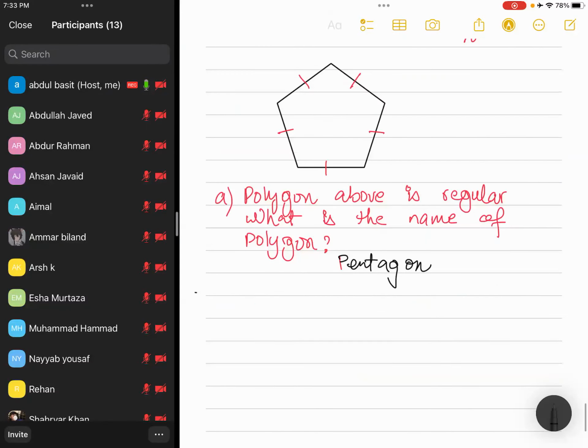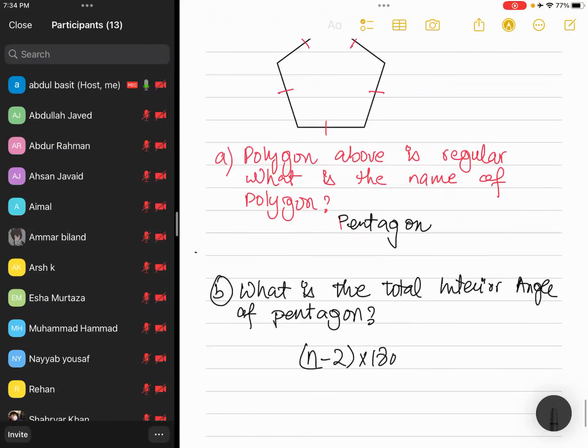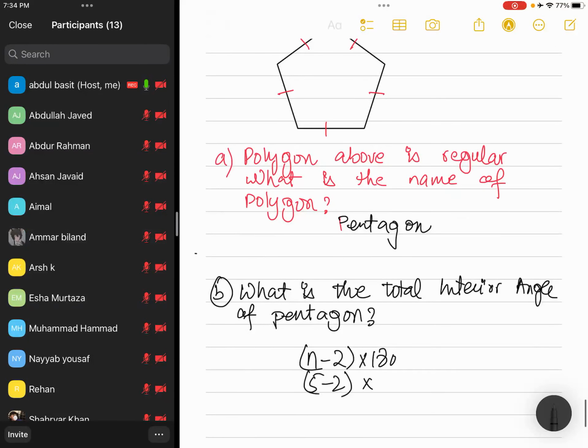Yes. Okay. Now, for example, look at requirement number B. What is the total interior angle of the pentagon? So we know that total interior angle is (n minus 2) times 180. So (5 minus 2) times 180, 3 times 180. So that is equal to 540 degrees, the total interior angle of a pentagon.